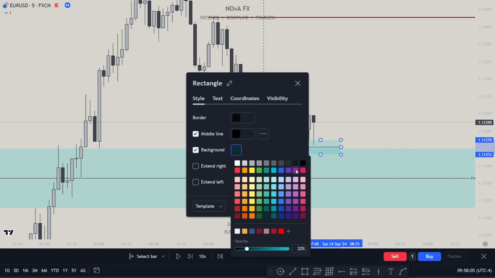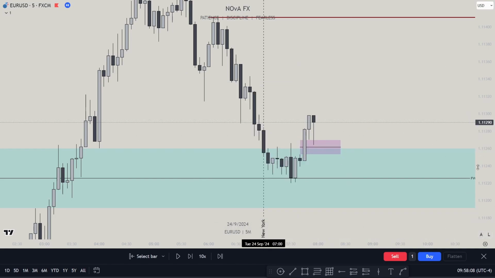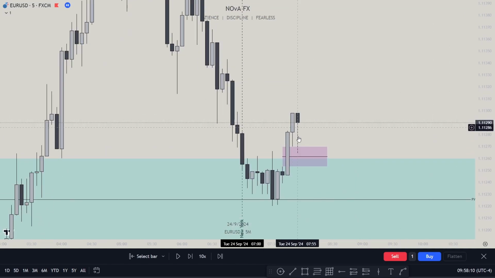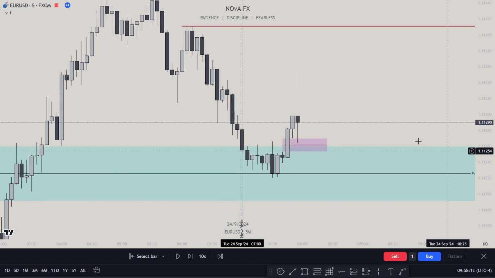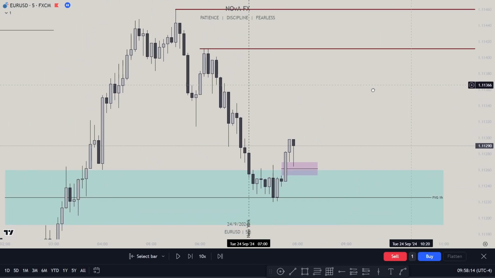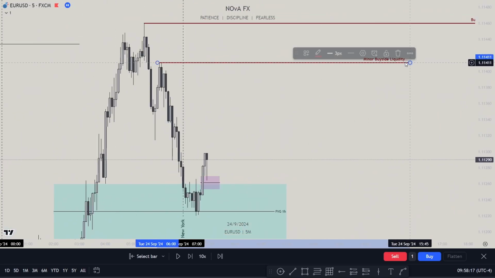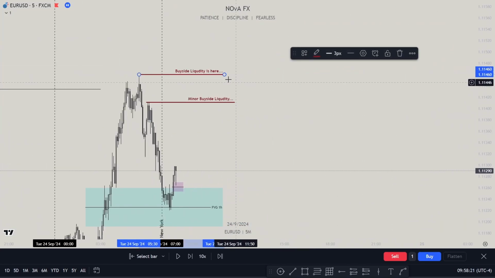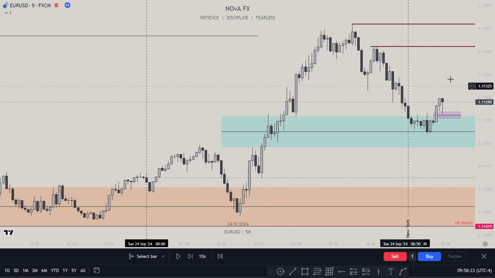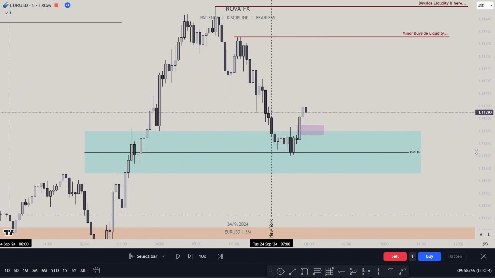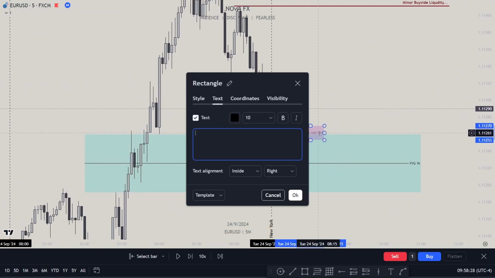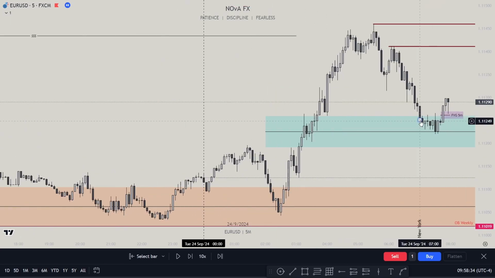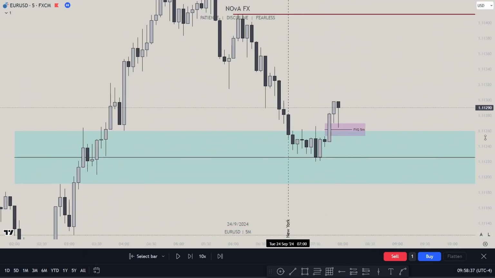So we can put a different color to this, and then we can see that the price tapped it, and it's basically going up. So it will reach till here. That's our draw on liquidity, the minor buy side liquidity here. And now that we can see that there is a fair value gap formation here, we can go to lower time frames to make the entry, because we're going to enter in 1 minute, right?